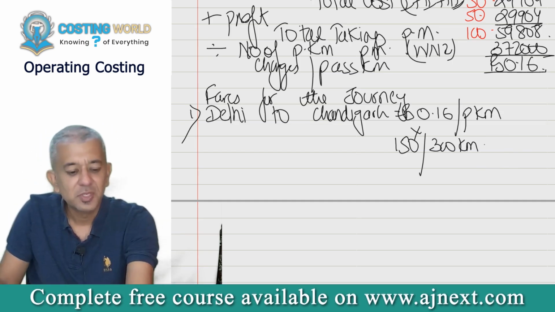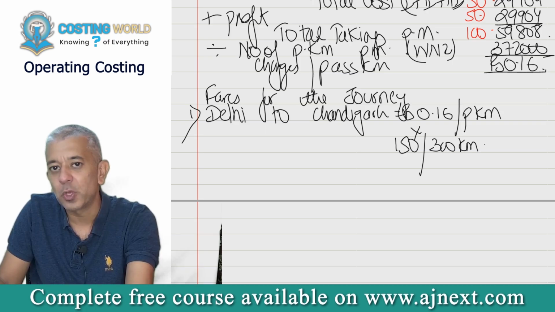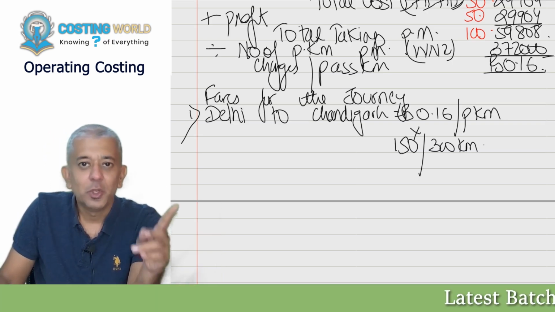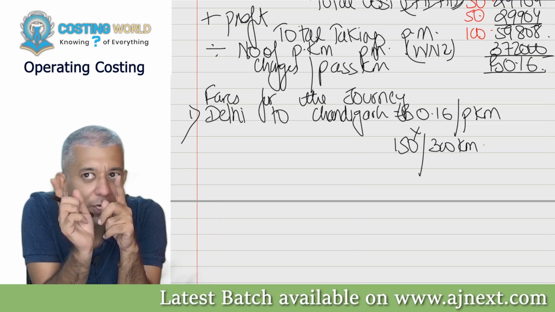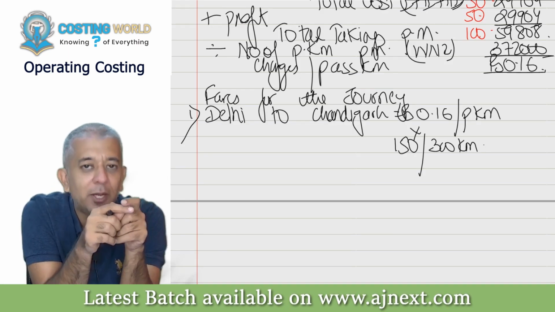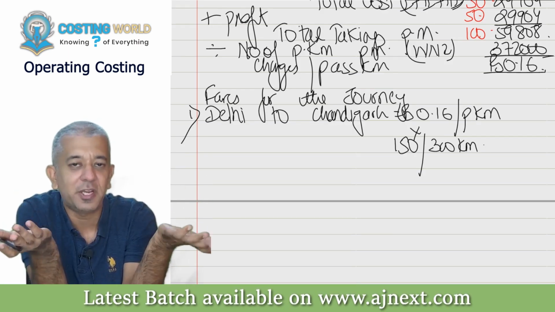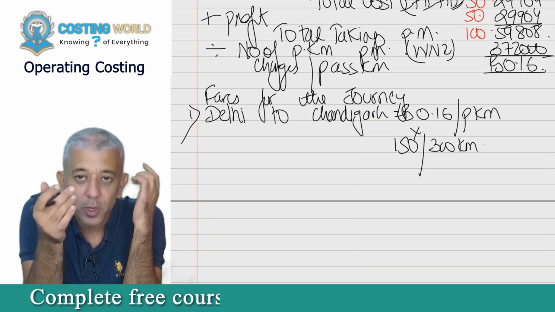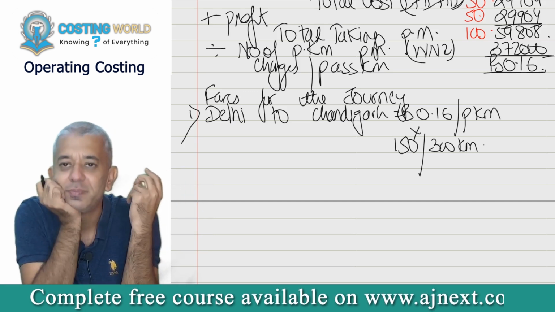Yes, sir. You cannot tell a passenger, you will have to go from Delhi to Chandigarh and then come back also. Arey, I don't want to come back. Chandigarh is my native place. I will stay over there only. You cannot force a return journey, no?